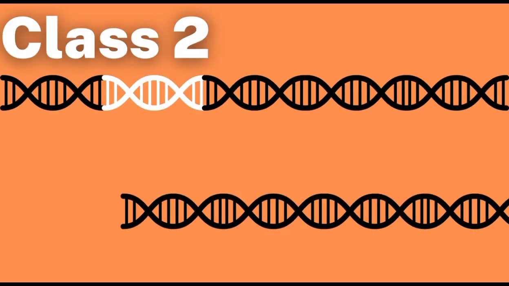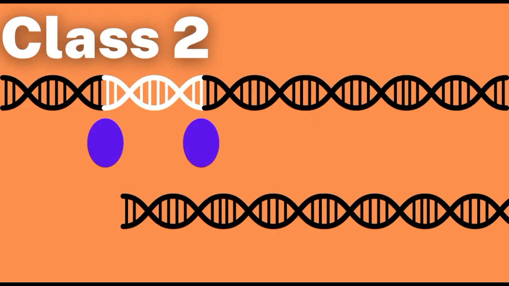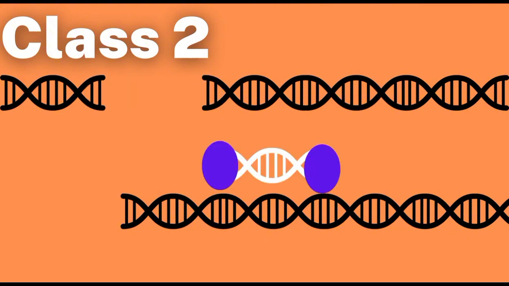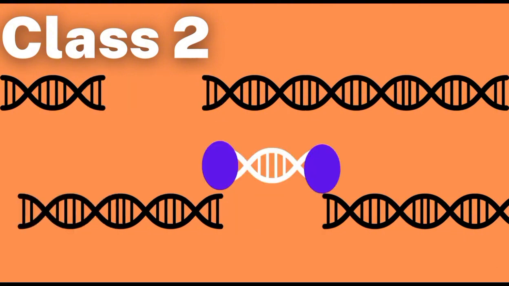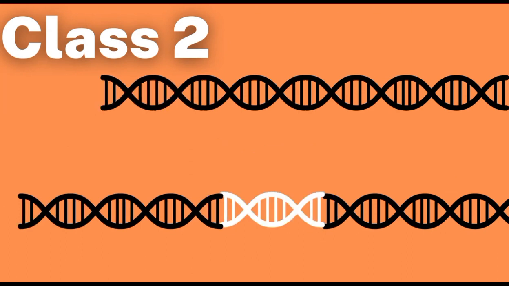Class 2, on the other hand, has no RNA intermediate, and the element remains in DNA form throughout the process of transposition. An enzyme called transposase recognizes the DNA sequences at the 3' and 5' ends of the transposon and will cut the transposon out of the DNA and reinsert it somewhere else, making this process more like DNA cut and paste.